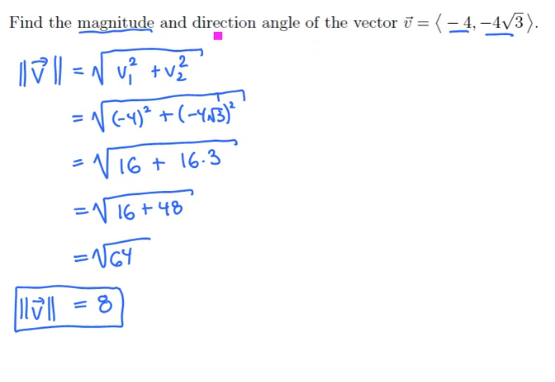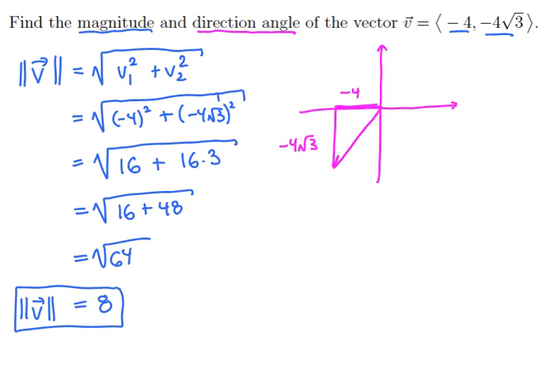Now let's focus on the second part, the direction angle. To get a little bit of work here, let's at least make a basic sketch of the vector v. Nothing too fancy. Here's my coordinate axes. This is a vector who goes -4 units in the horizontal direction, and then -4 root 3 units in the vertical direction. And so we're looking at a vector v here who's pointing in quadrant 3.